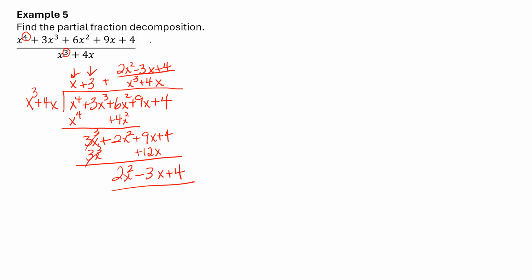So when I decompose this, I'll decompose it as x plus 3 plus 2x squared minus 3x plus 4 over x cubed plus 4x. So I don't need to decompose the x and the 3 because they're already as simple as they can be. All I need to do now is decompose this fraction. So it's a little bit simpler than decomposing the bigger fraction.